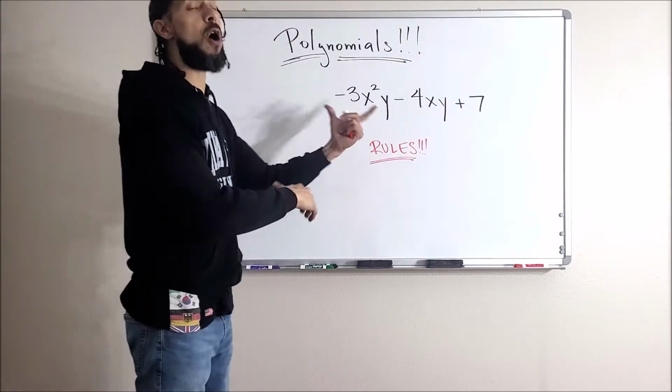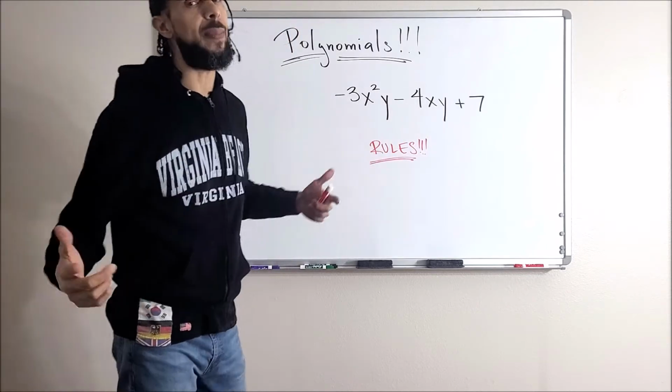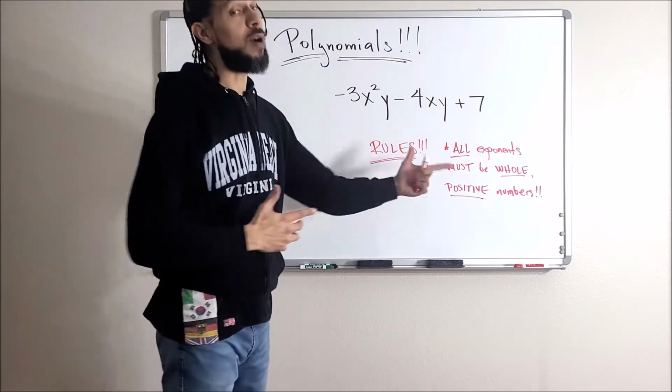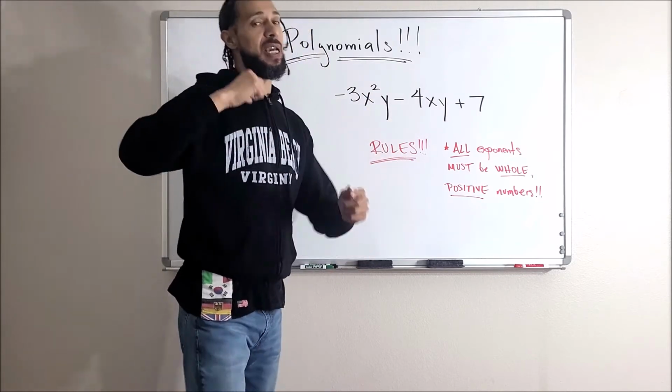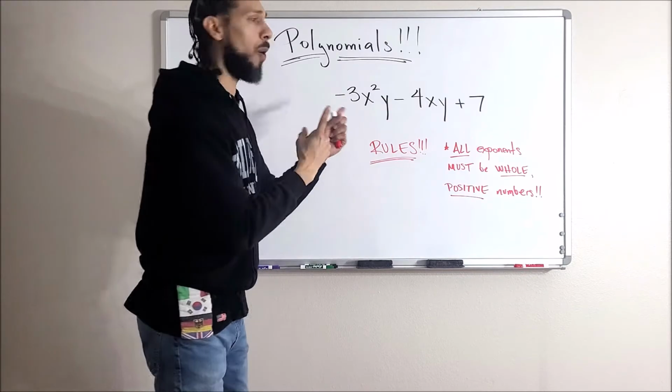Okay, good. So here we are with what we think might be a polynomial expression. Let's talk about the rules of being a polynomial. Okay, so all of the rules basically come from this one right here. Every exponent that you see on a variable has to be a whole number and it has to be a positive number.